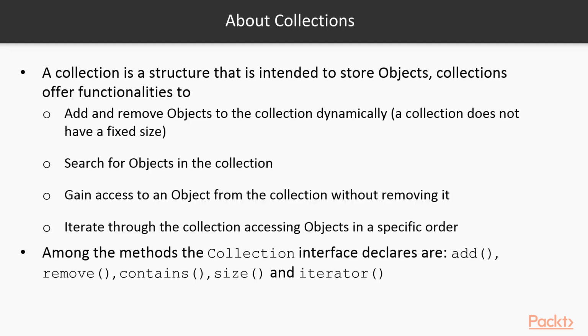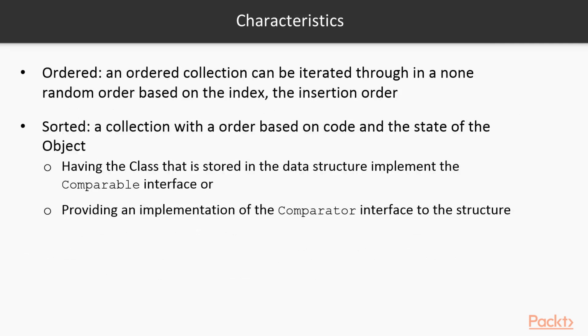The characteristics to consider when choosing a type of collection. The first one is whether or not the collection is ordered. An ordered collection can be iterated through in a non-random order, based on the index, for example, or the insertion order. If the index is what is considered, objects will be associated to an index, and this will yield an order. If the insertion order is what is considered, then the objects will be ordered according to the insertion.